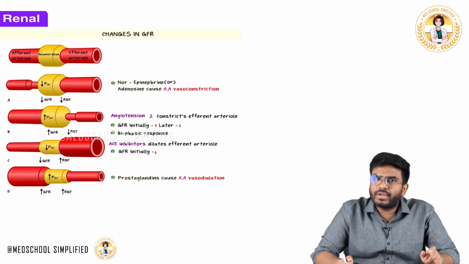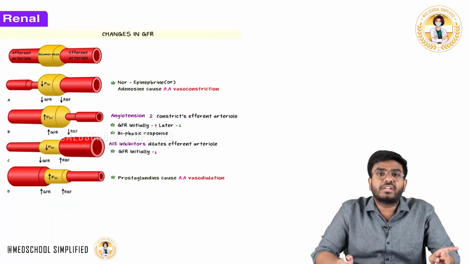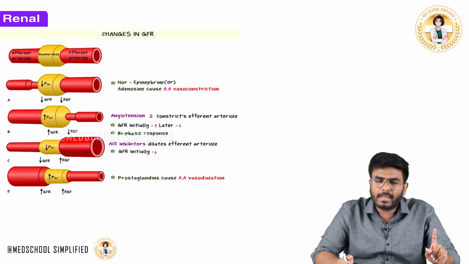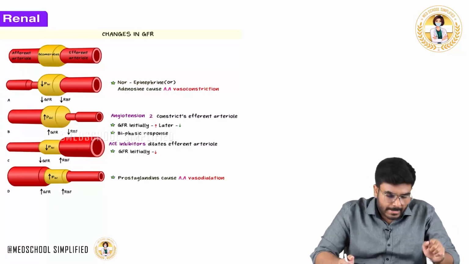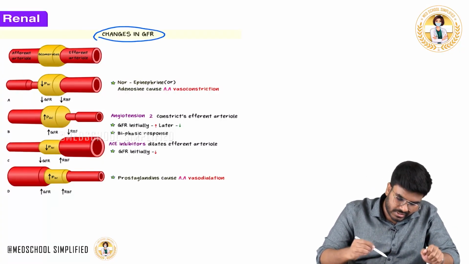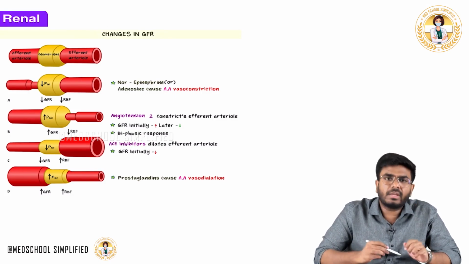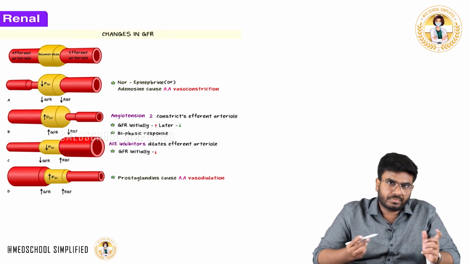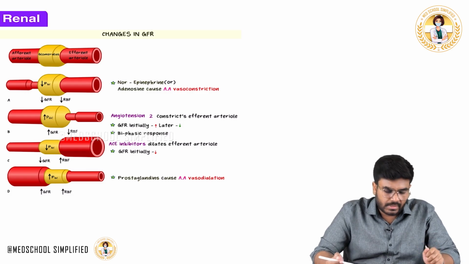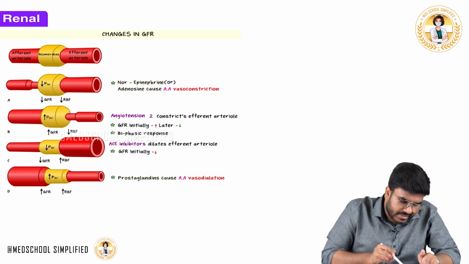In the previous video we have discussed how exactly glomerular filtration happens. How filtration is happening, that already we have seen. Now let's discuss the alterations in the GFR, the changes in the GFR. With different scenarios the GFR will alter. For example, let's see here.